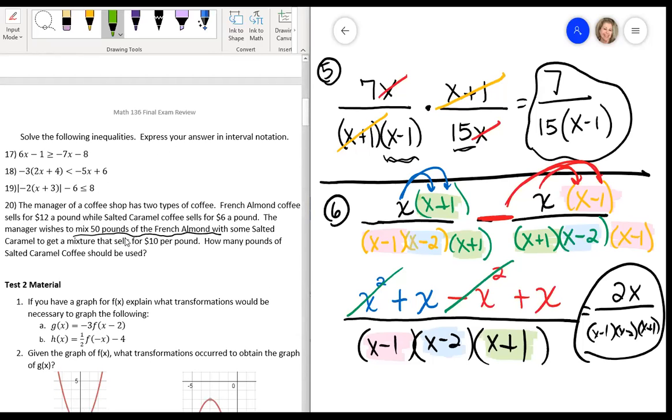Let's go over an inequality with some interval notation.